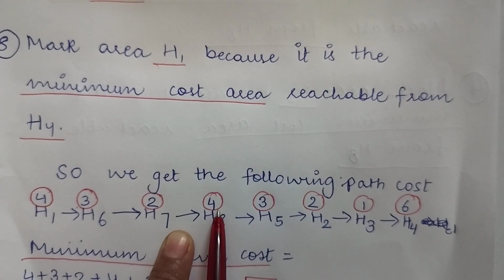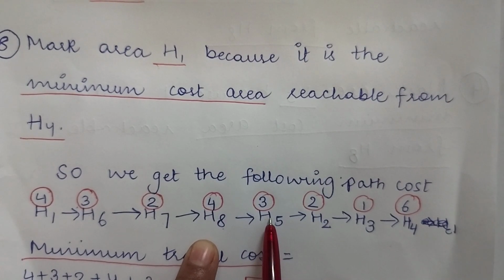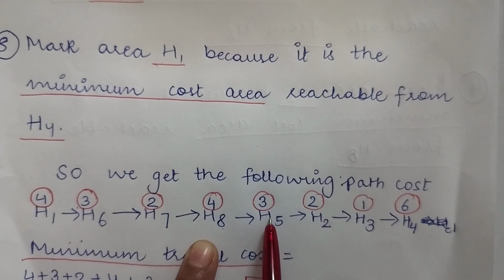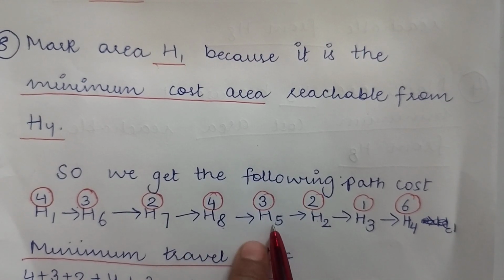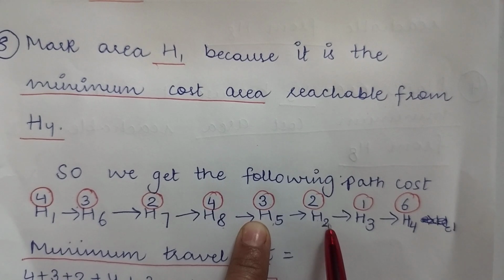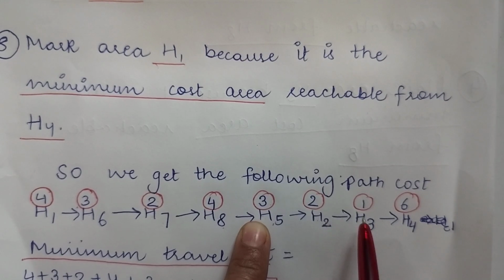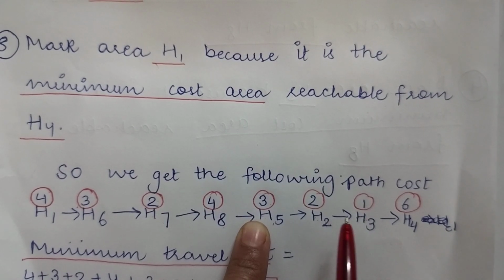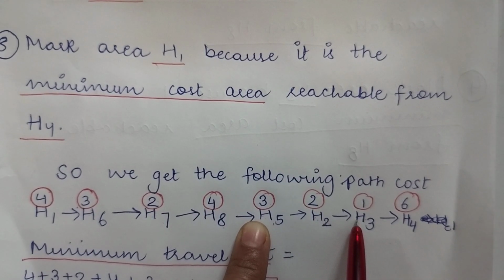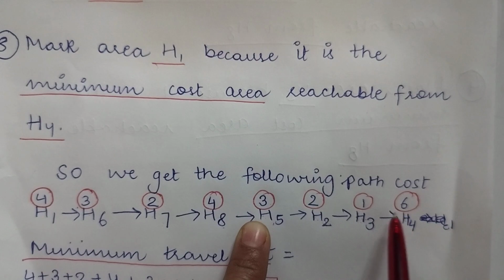The minimum cost area from H8 is H5 and the cost of reaching from H8 to H5 is 4. Since H5 is the minimum cost area from H8, now we have to find the minimum cost area from H5. The minimum cost area from H5 is H2 and the cost of reaching from H5 to H2 is 3. Now H2 is the minimum cost area from H5, so now we have to find out the minimum cost area from H2. The minimum cost area from H2 is H3 and the cost of reaching from H2 to H3 is 2. And since H3 is the minimum cost area from H2, now we have to find the minimum cost area from H3. The minimum cost area from H3 is H4 and the cost is 1.